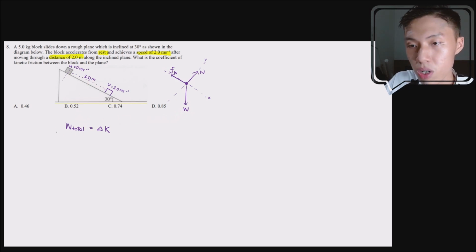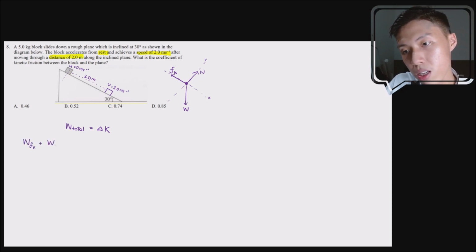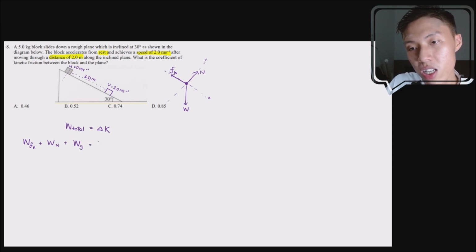So that means W total will be equal to the work done by the kinetic friction plus the work done by the normal force plus the work done by weight. But because we don't want a double W inside, we change it to gravity. Work done by gravity equals the change in kinetic energy. Let's call this Kf minus Ki.